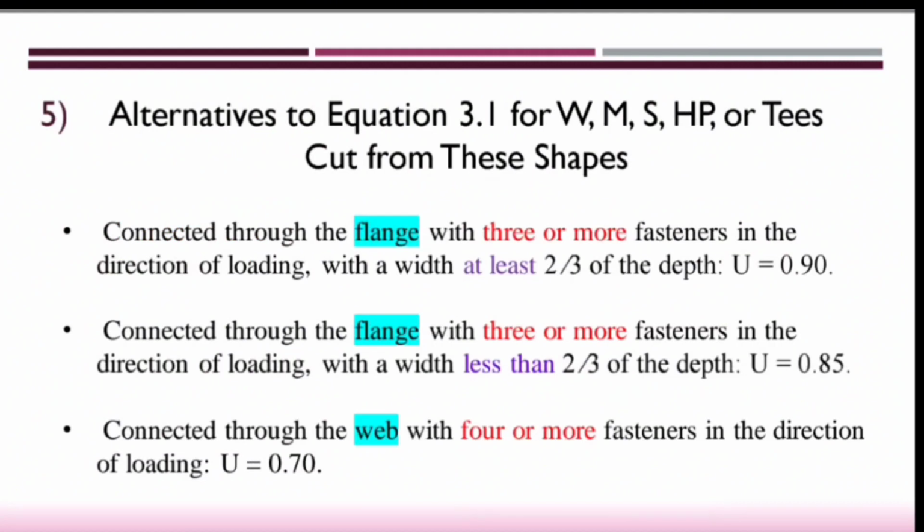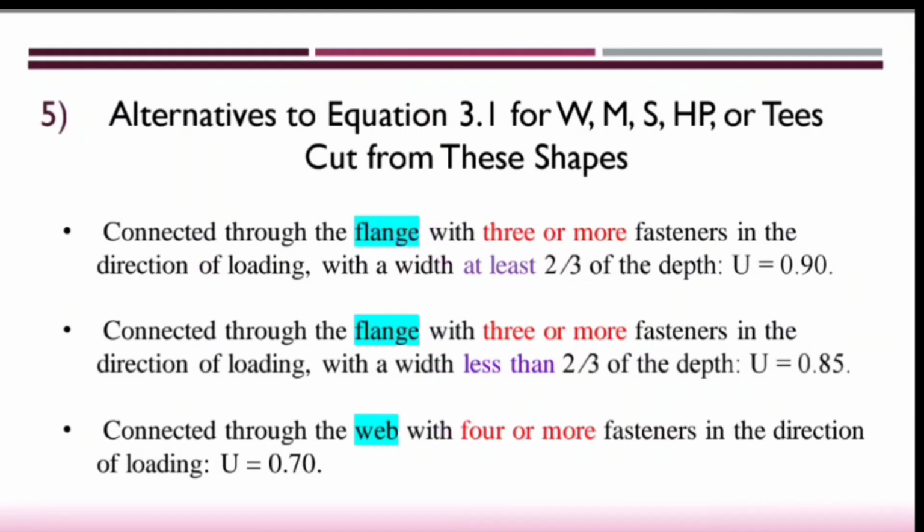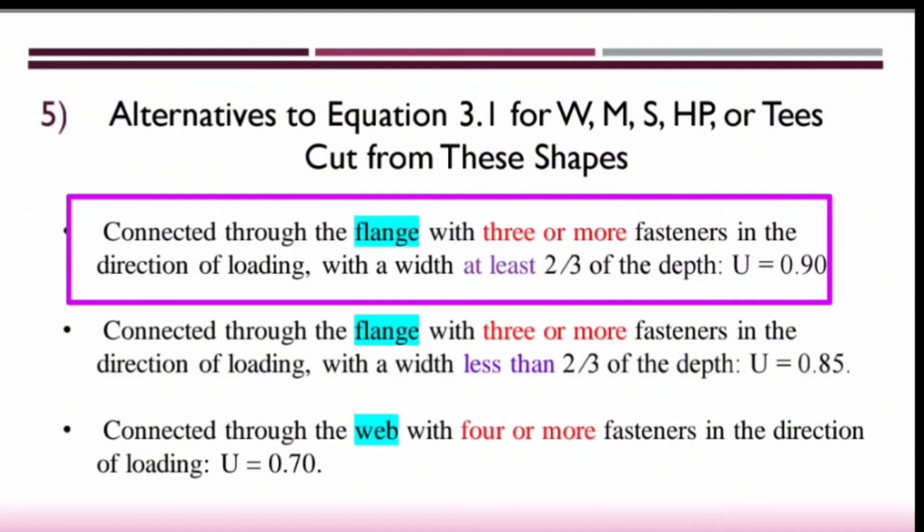So here the 5th category is the alternative values for the equation which we had discussed in the last lecture. This equation, that is 1 minus x bar divided by L. For this equation we had different alternative values. The first one accounts for W shape, M shape, S shape, HP shape and T's cut from these shapes. So we had discussed already different types of structural steel. For these, the alternative value, the first, is connected through the flange with 3 or more fasteners.